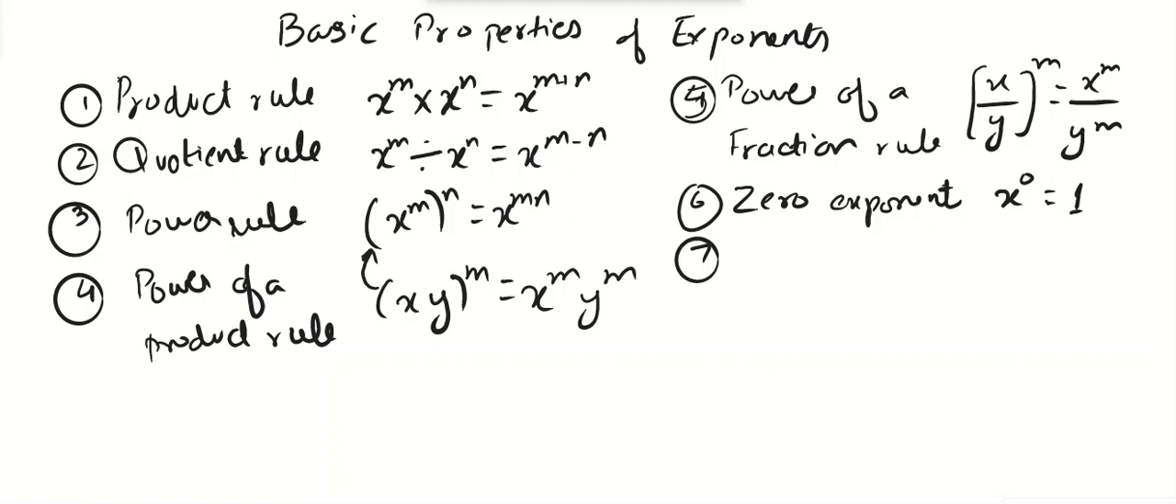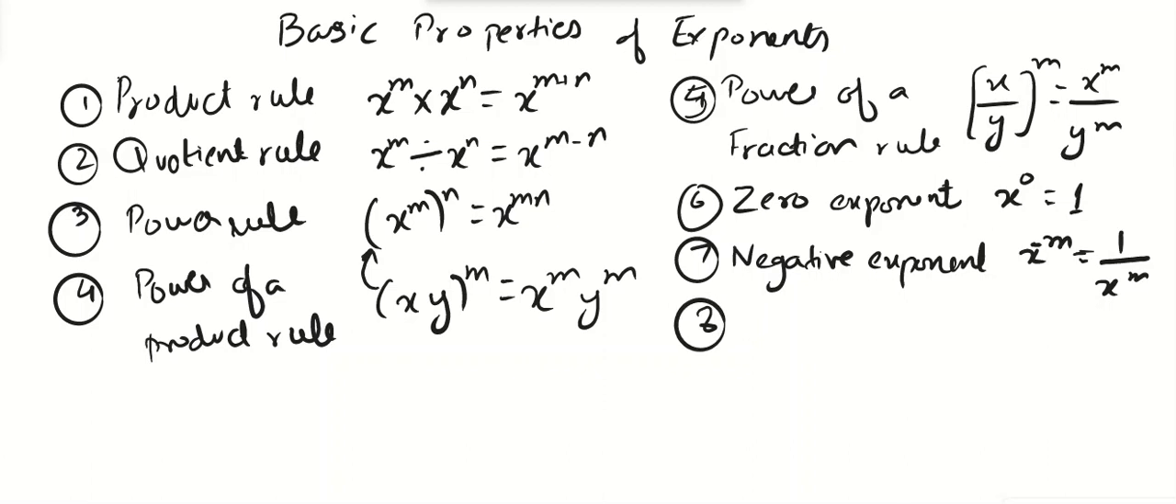The seventh and second last property is the negative exponent. In negative exponent, for example, if we have a base x raised to power minus m, we can write it as 1 divided by x raised to power m. So any base that is raised to a negative power, we can take its inverse and write it in the denominator.